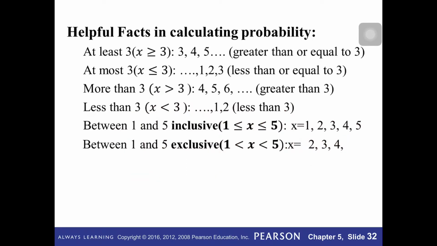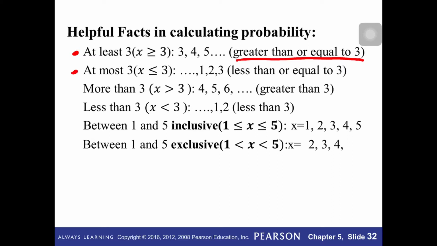There are a few facts you will need when you are solving probability problems. These are critical cases because if you miss just one letter, your answer goes wrong. First, at least means that value or greater. For example, at least 3 means x greater than or equal to 3, including that value. So the values are 3, 4, 5.